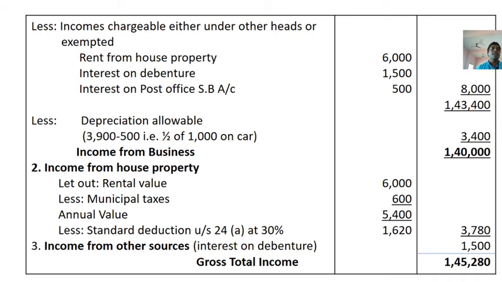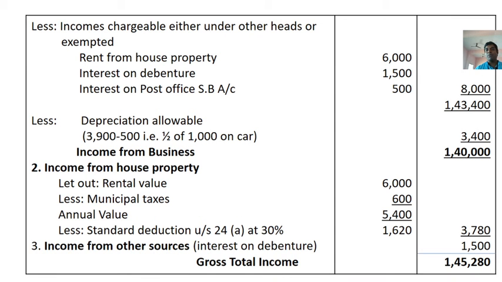From this resulting figure, we need to deduct or less incomes chargeable either under other heads or exempted. Rent from house property, it is income from house property. So this is deducted from the aggregate or resulting figure, rupees 6,000. Interest on debenture, it is taxable under the head of income from other source. So such income is deducted, 1,500. Then interest on post office saving bank account 500. This is exempted income. We need to deduct all incomes chargeable either other heads or exempted income. Total aggregate value 8,000. We need to deduct from 1,51,400 minus 8,000.